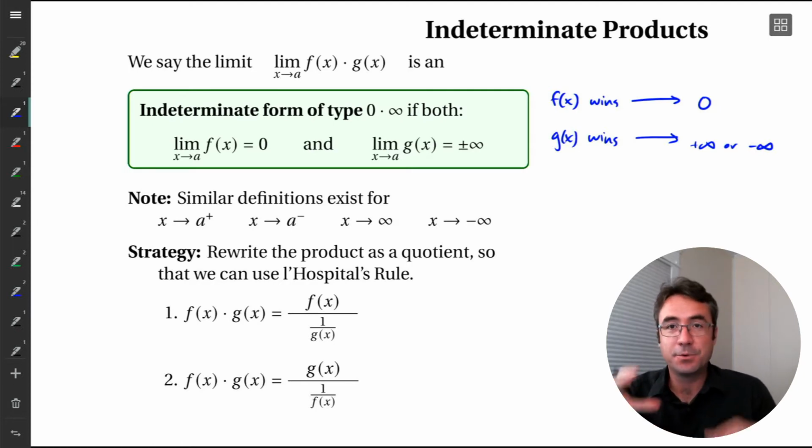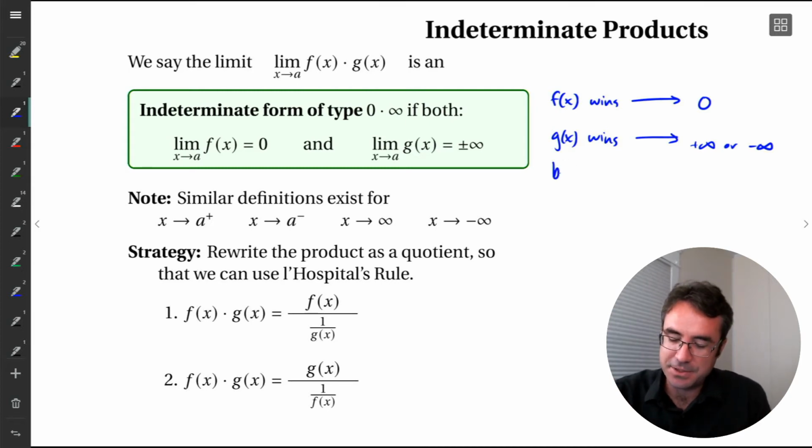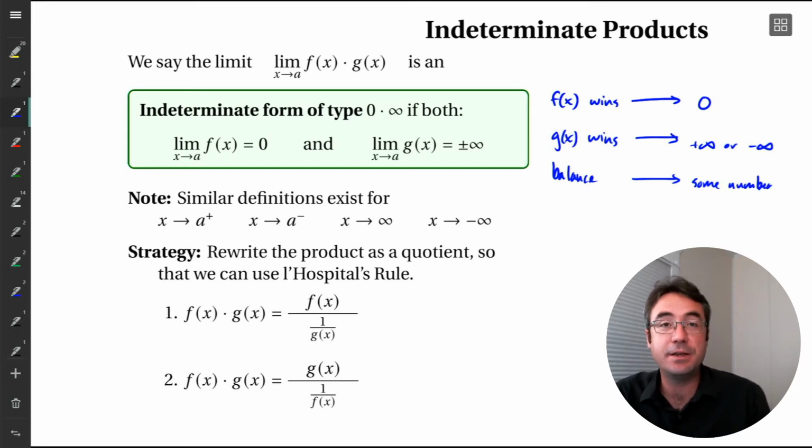Or those two functions that are in competition, they might sort of balance each other out. And that's always a possibility. And what might end up happening is that our product just approaches some number in the middle there. So that's kind of the general idea with these indeterminate forms, just generally, is that we have two pieces of our function, and one of the pieces wants to do one thing, the other piece wants to do something kind of almost the opposite, and they're in competition with each other.